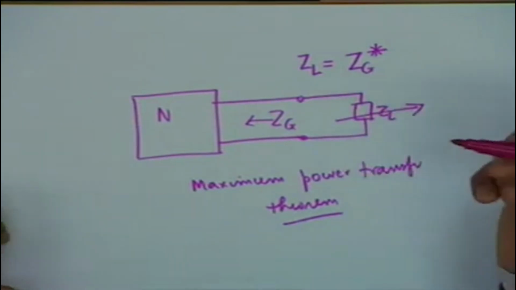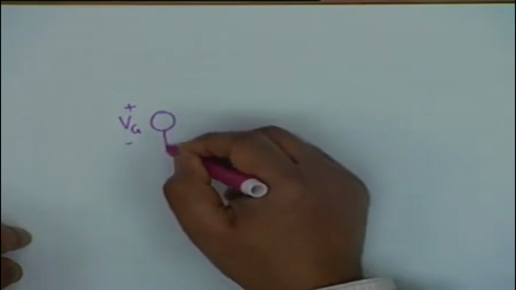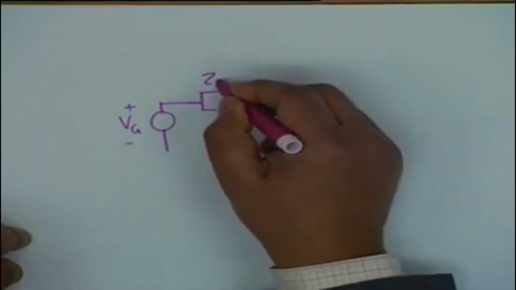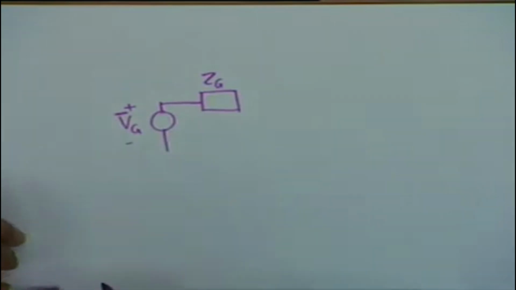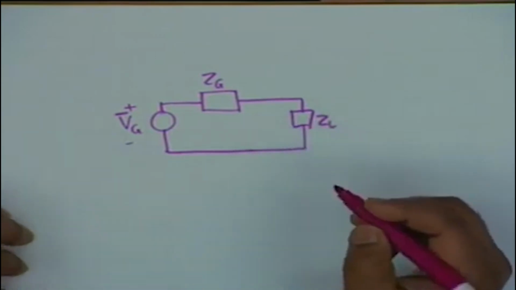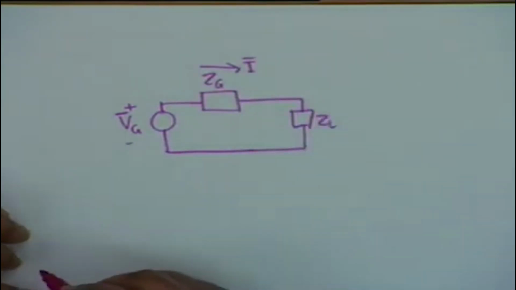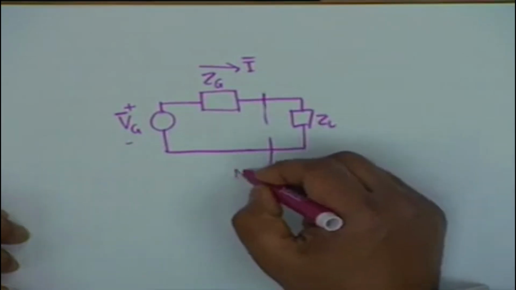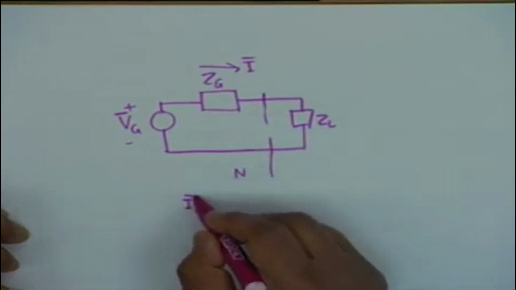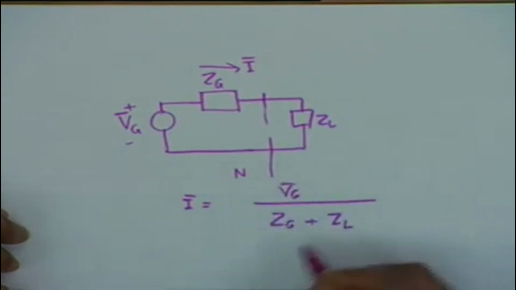We will take a shortcut to the proof, and these are some tricks of the trade. Let us replace the network N by a voltage source Vg, a phasor, and an impedance Zg, and connect it to the load ZL. This is the Thevenin equivalent. The current phasor in this circuit is Vg divided by Zg plus ZL.